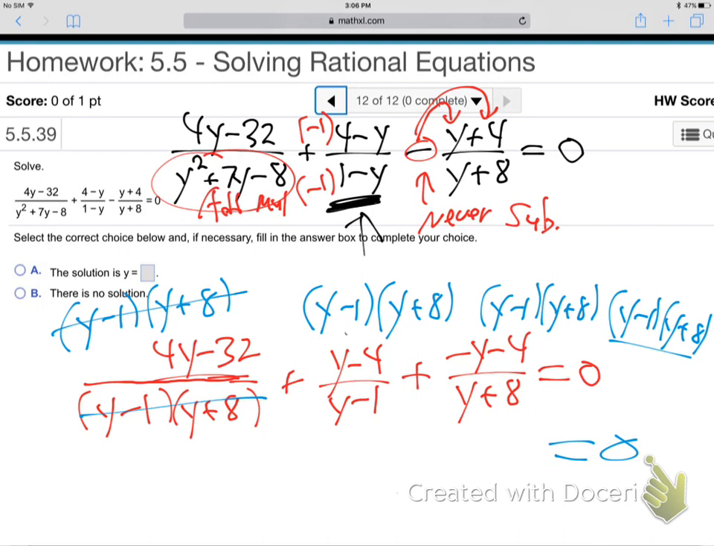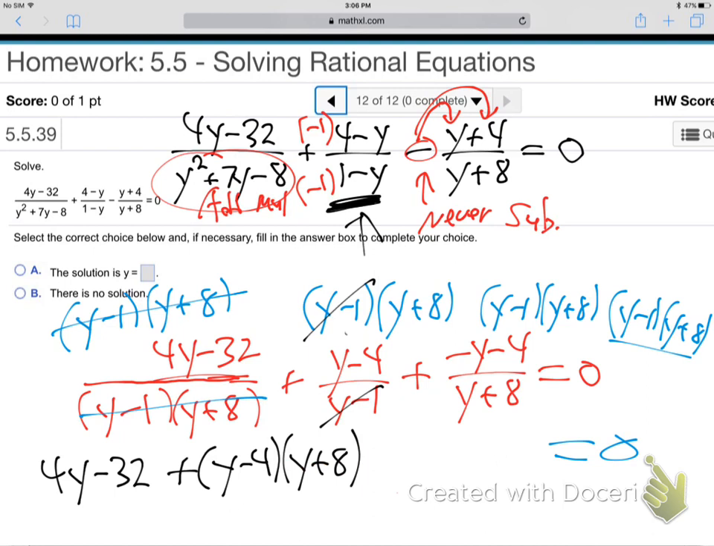These will cancel. And what are we left with? 4y minus 32. Right? Everything canceled in the first fraction. Multiply them through by the common number. In the middle, the y minus 1s cancel, and what are we left with? Y minus 4, y plus 8. On the right side, the y plus 8s cancel, and what are we left with? Y minus 1, y minus 4.